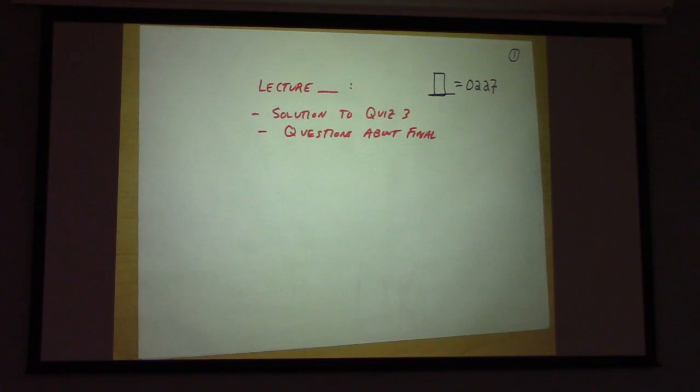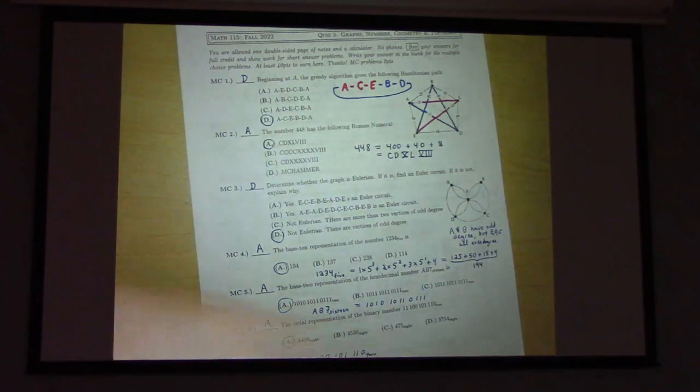Let us get into the solution to quiz 3 then. If you came in late and you don't mind being on camera, your quizzes are up here, lying on the desk. You can come get them. Let's see here. So let's take a look at the solution to quiz 3 together. If I can.